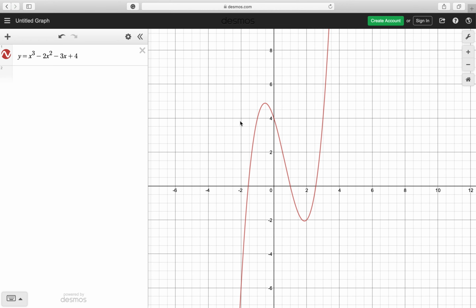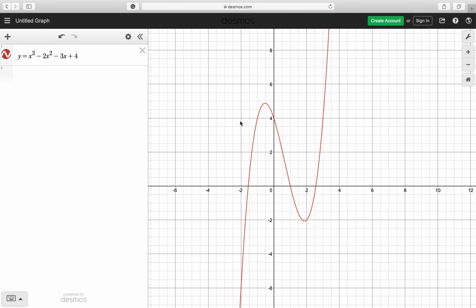So in this video, I want to analyze the concavity of this function. The function we have is y equals x to the third minus 2x squared minus 3x plus 4. Without doing anything mathematically, let's first look at this graph and see what we know about the concavity, and see if we can perhaps approximate some concavity.